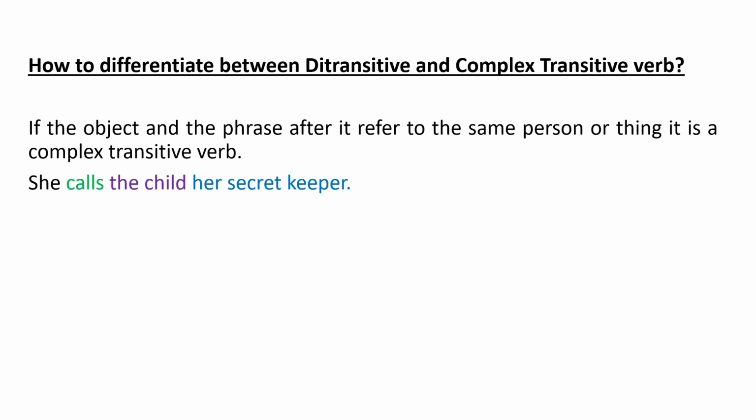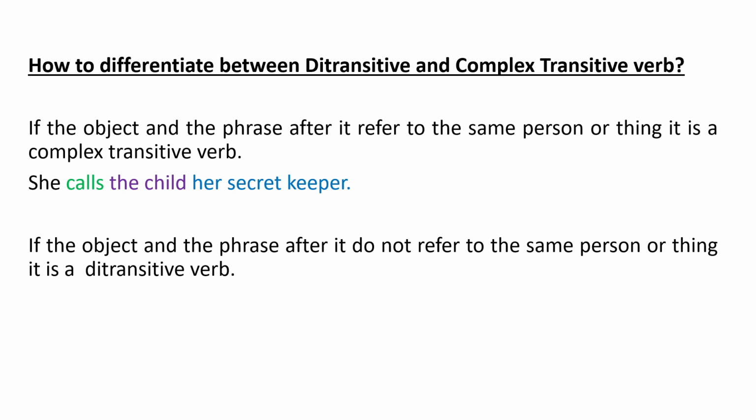On the other hand, if the object and the phrase after it do not refer to the same person or thing, it is a ditransitive verb. She brought her the movie tickets. If you look at the object, here it is her, and the group of words after it is the movie tickets. Here, the object and the phrase are different, her and the movie tickets, so brought is a ditransitive verb.